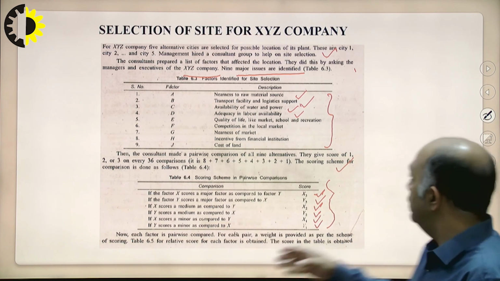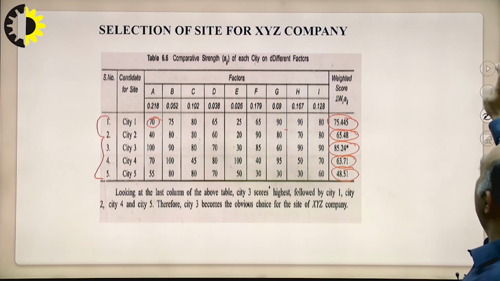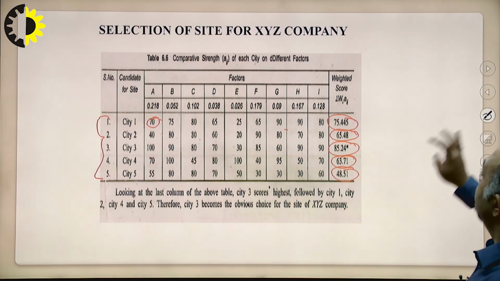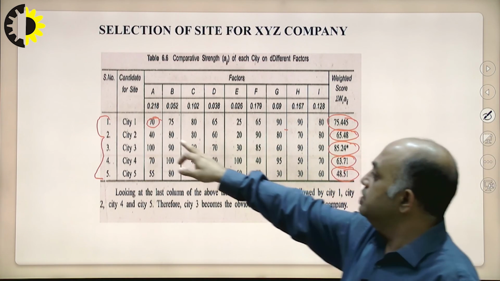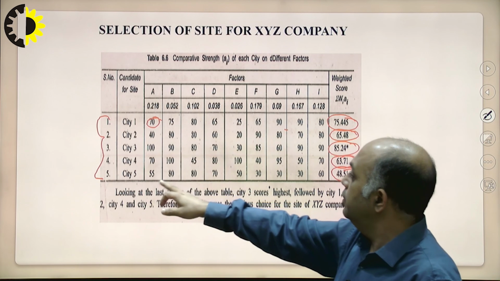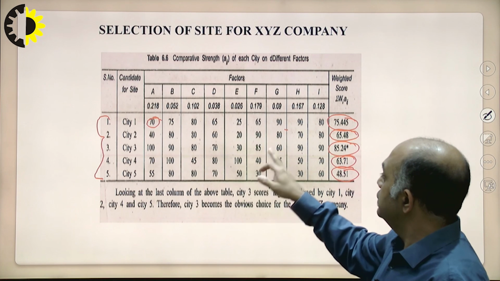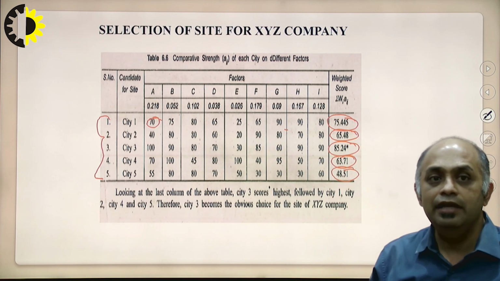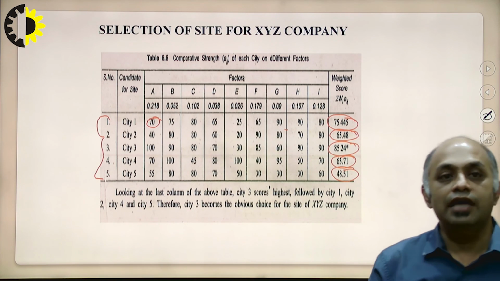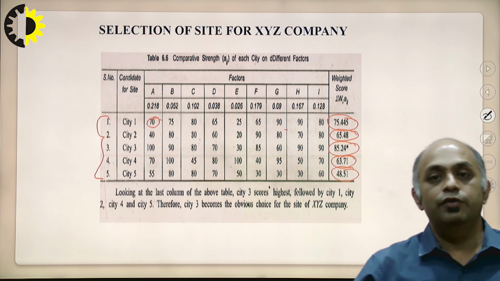These scores are given. And then finally, what do we see? We see that maximum marks in A are given here. There are 100 marks also. Everywhere there is a 100 mark that you can see, except a few. So we understand that like this we can actually decide on the location that we want to select.